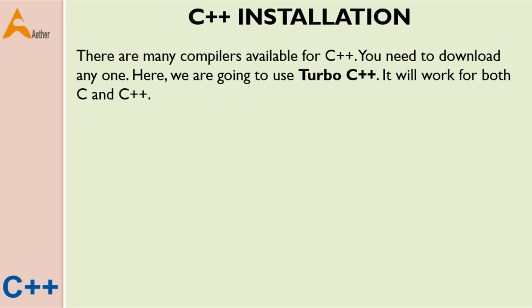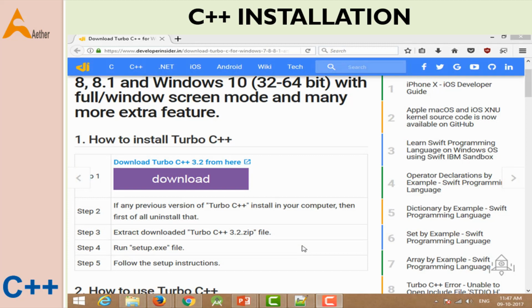There are many compilers available for C++. You need to download any one. Here, we are going to use Turbo C++. It will work for both C and C++. You need to watch the steps shown in the video to install it.